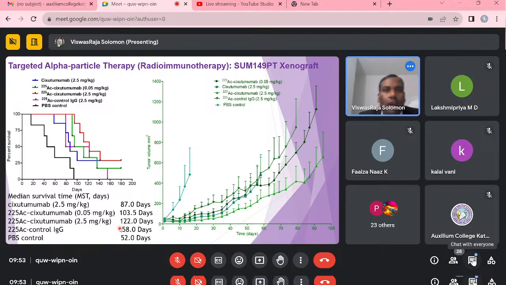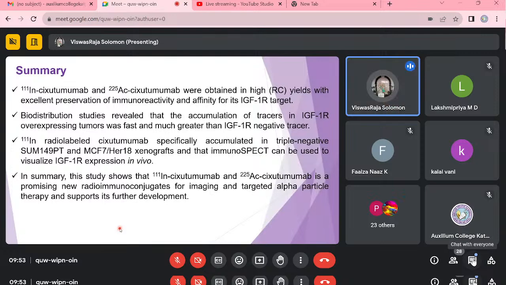Yeah, that's it. We were able to make good protein conjugates and label them with indium-111 and actinium-225 with high radiochemical yield. Again, we were able to see selective accumulation in the tumor, because the tumors are expressing the IGF-1 receptor. That's why we're able to visualize the IGF-1 expression.